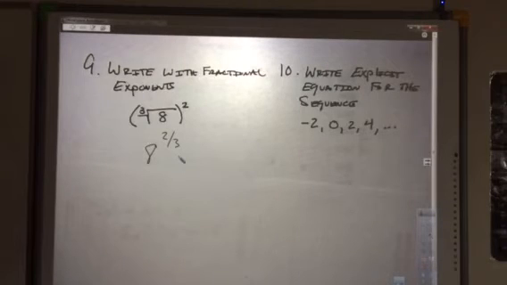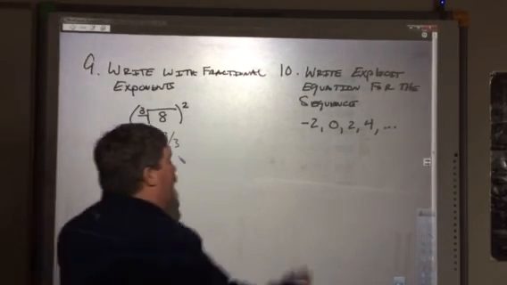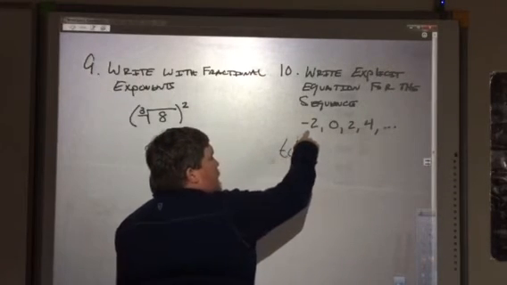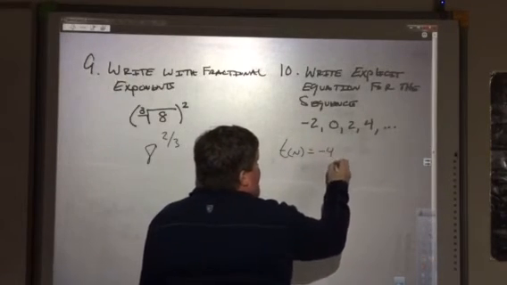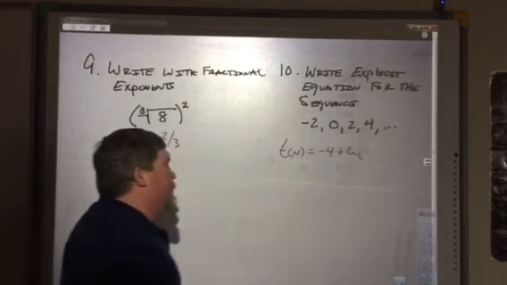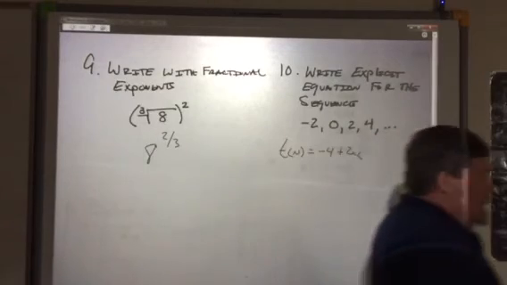Number 10. Right next to this equation, we're adding 2 each time. So t to the n. Remember, this is always the first term, so we have to go to the 0 term, negative 4, plus 2 to the n, or 2 to the n minus 4.